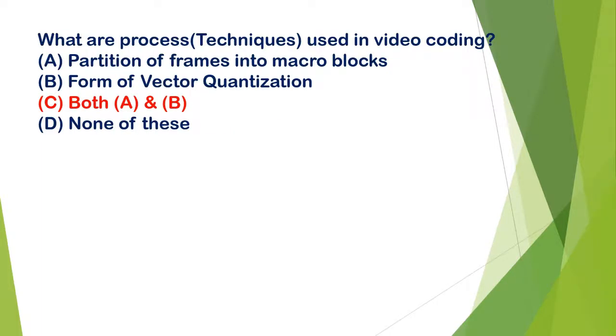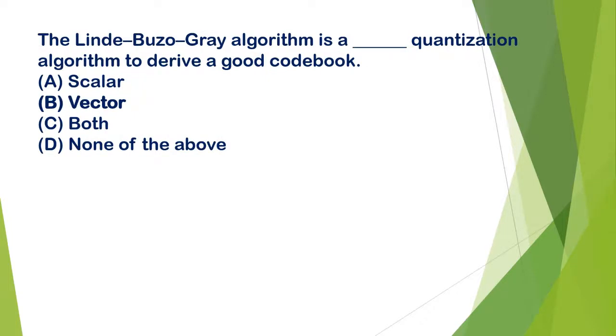What are the process techniques used in video coding? A. Partition of frames into macroblocks, B. Forms of vector quantization, C. Both A and B, D. None of these. And the correct option is C. The Linde-Buzo-Gray algorithm is a blank quantization algorithm to derive a good codebook. A. Scalar, B. Vector, C. Both, D. None of the above. And the correct option is B.